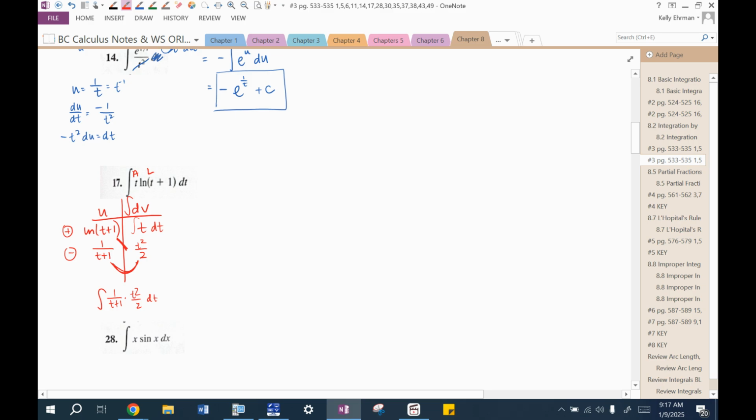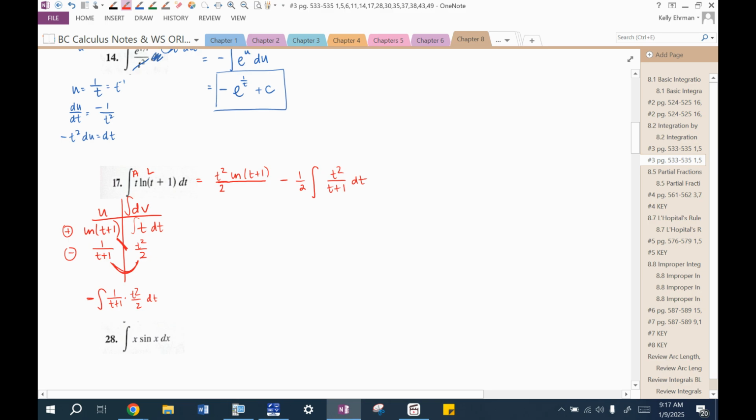Okay, so what do we have here? This is really just the formula version of the tabular method, since we could only do one round. So this is equal to, I'm going to put the t squared over 2 out front, t squared over 2 times the natural log of t plus 1. And then minus, let's pull this 1/2 out, so minus 1/2 times the integral of t squared over t plus 1 dt.